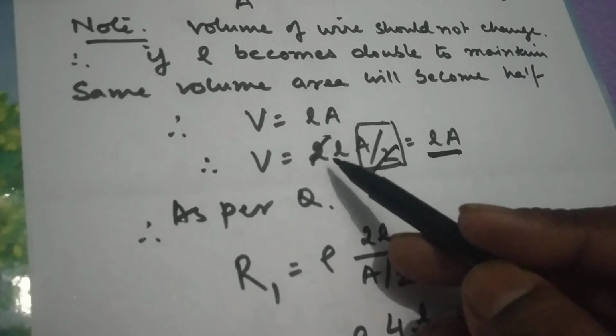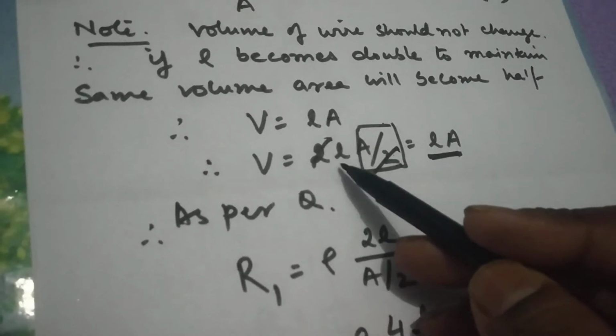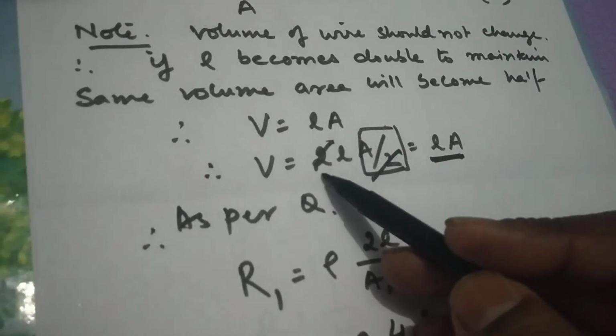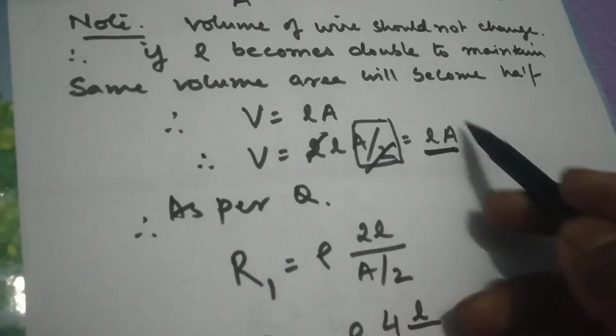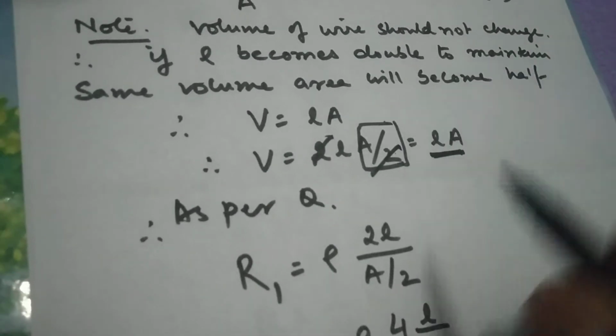Are you understanding? It means if its length is 4 times, it will be A by 4. If its length is increased by 5 times, A by 5. So it cancels and your volume always remains the same. So this step should be clear by now.